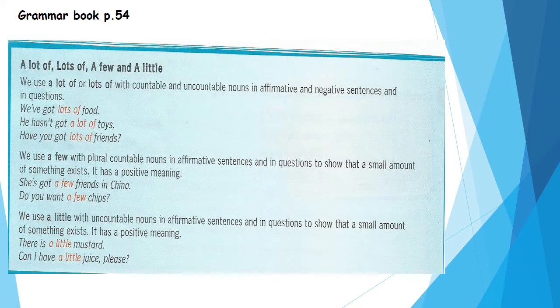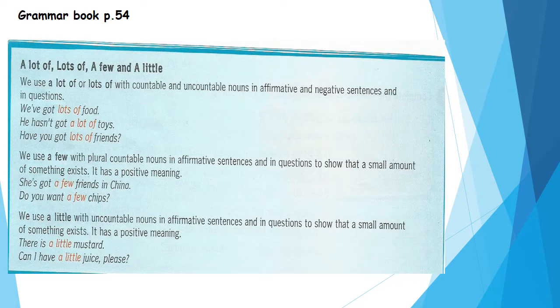Grammar book, page 54. A lot of, lots of, a few, and a little. A lot of and lots of have the same meaning, and are used to express that there is a large quantity of something or a large amount of something. We use a lot of or lots of with countable and uncountable nouns, in affirmative, positive sentences, meaning without not, and in negative sentences and questions.